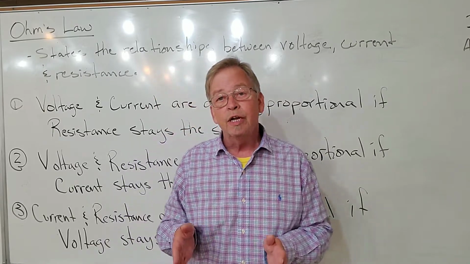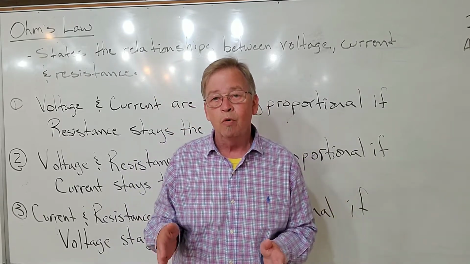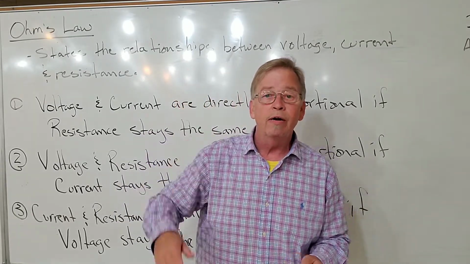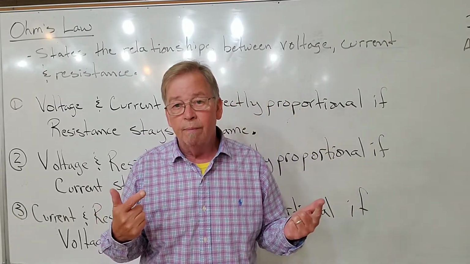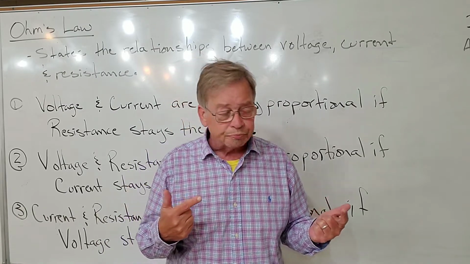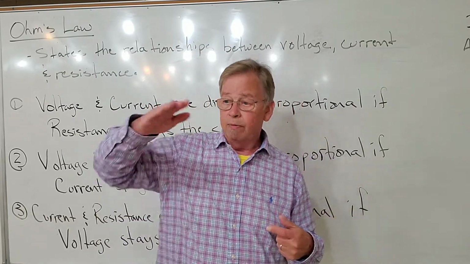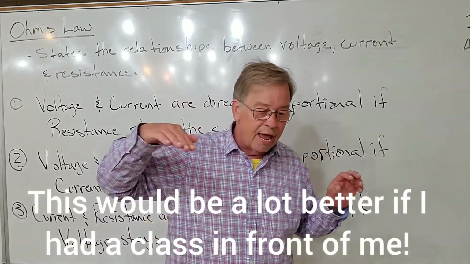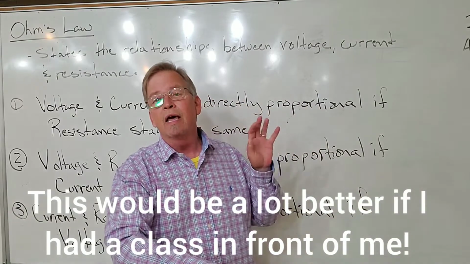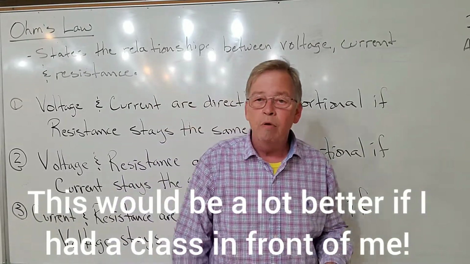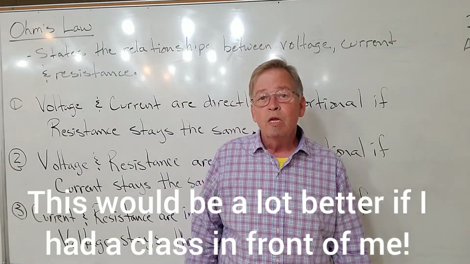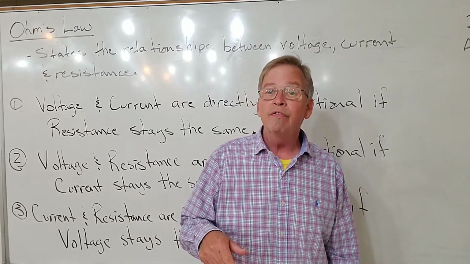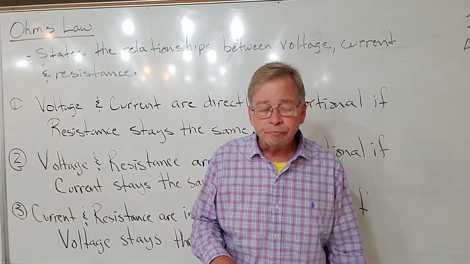So voltage and resistance are directly proportional. If my hill's twice as big, I need twice the accelerator in order to get up that hill at the same speed. And vice versa. If I'm going downhill, well, I'll let off the accelerator. Because I have less opposition, I need less accelerator to keep going the same speed. So voltage and resistance are directly proportional if current stays the same.